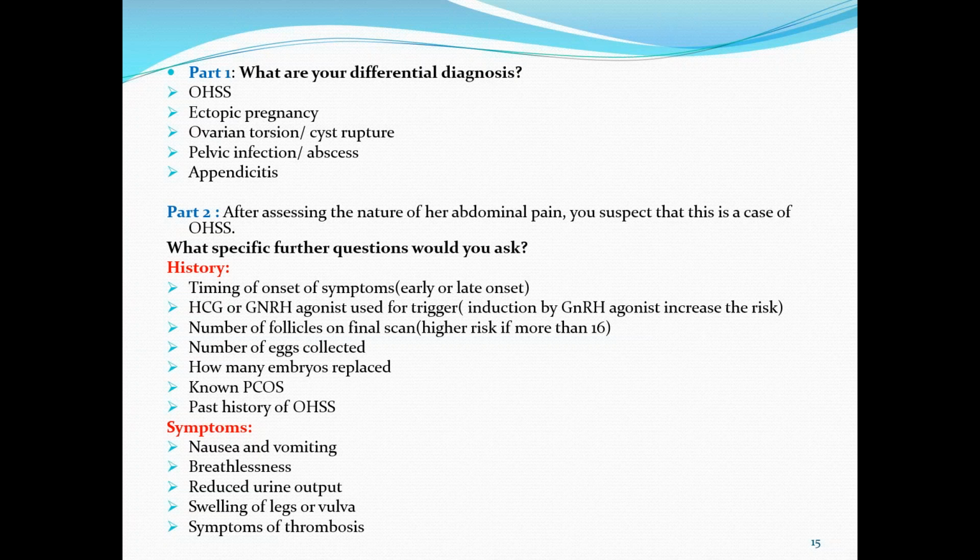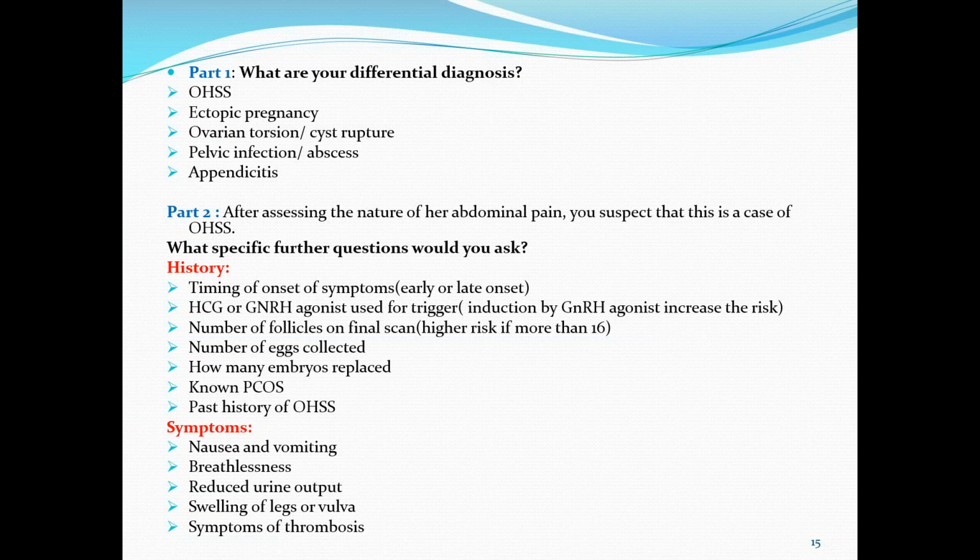I need to know about the number of follicles on her final scan, because if the number of follicles is more than 16, it's also a risk factor for ovarian hyperstimulation. I need to know about the number of eggs collected and how many embryos were replaced. Is she a known case of PCO, does she have a past history? So all of these questions are aimed at determining the risk factors of ovarian hyperstimulation.